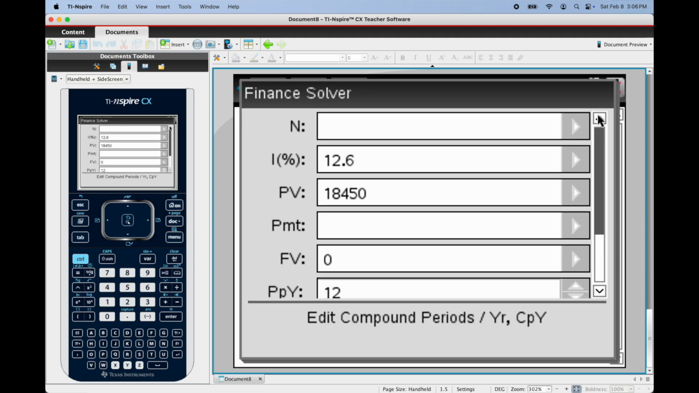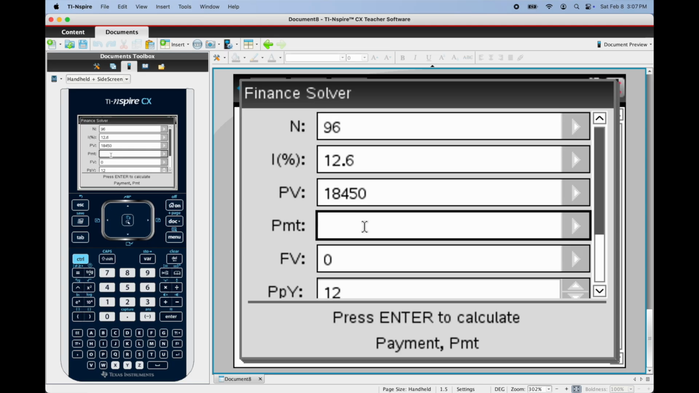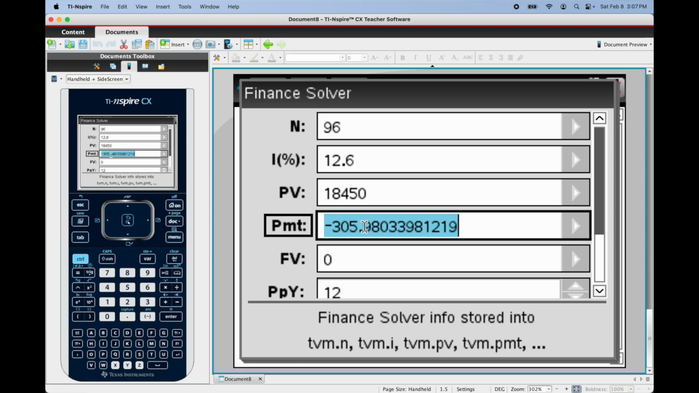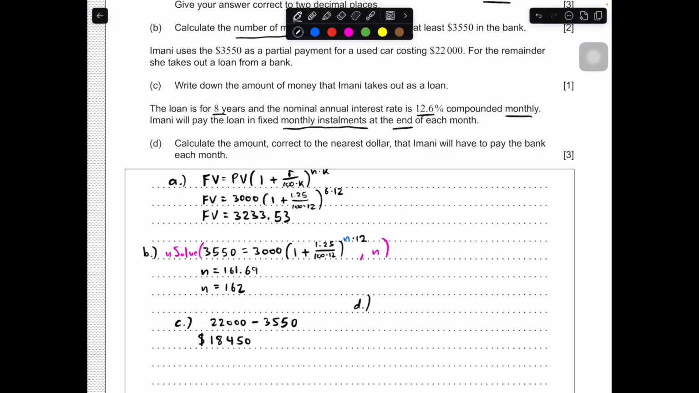Everything looks good. The number of payments, well, remember we said PPY was related to N? So N is the total number of payments. So if it's 8 years, 8 years times 12 payments a year gives us 96 total payments. All right, everything looks good. And she must pay $305.98. So let's go back to the document.